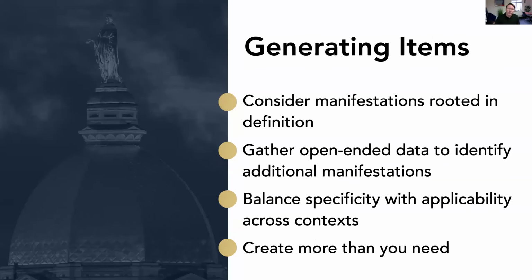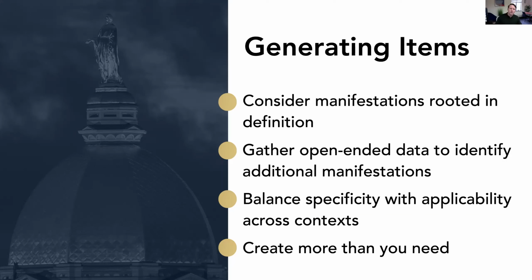If you want some additional things that perhaps you haven't thought of, gather open-ended data in a qualitative way with some relevant population of interest. Give the definition of scholarly orientation and ask, okay, what does this look like in your life? And now you've got some additional manifestations.